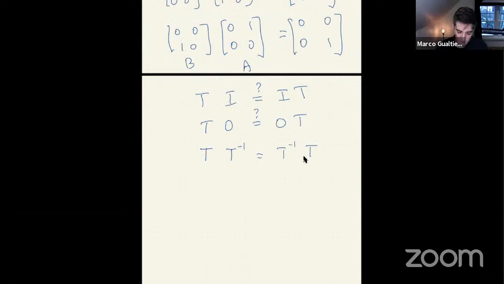Okay, so can you give me another one that's not on this list? What did I give you in your hand? What do you have in your hand? There's not much. I gave you 0. I gave you the identity. What's the only other operator that occurs on this page? T itself.